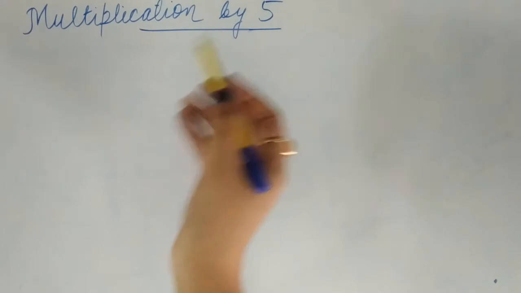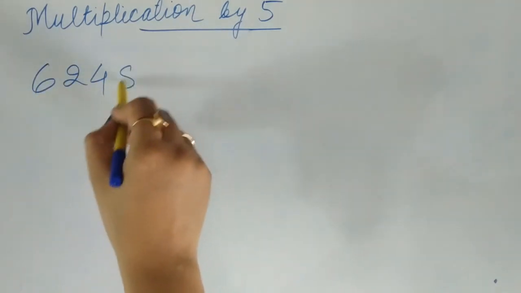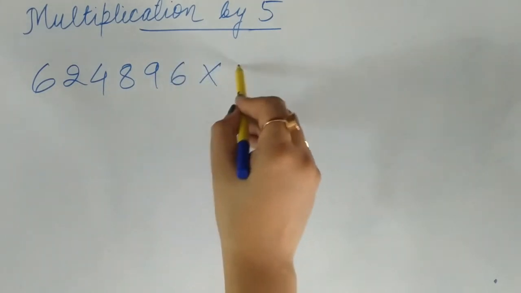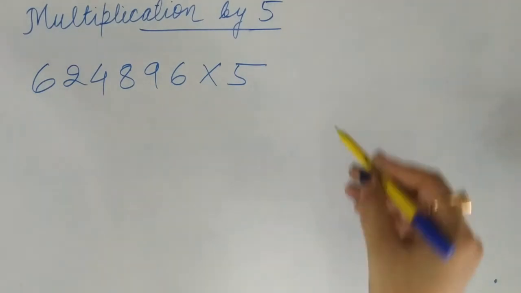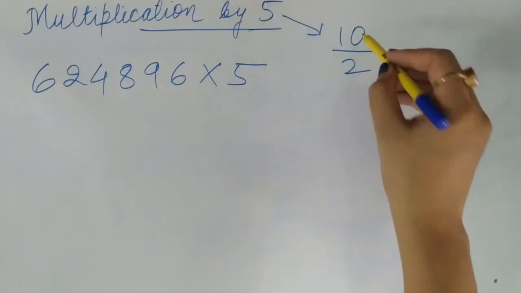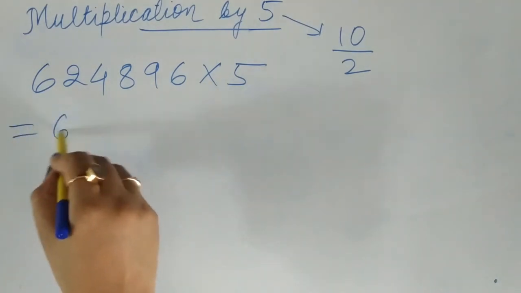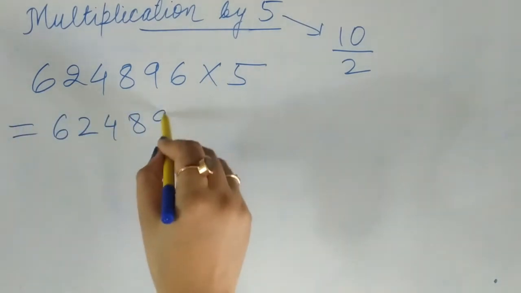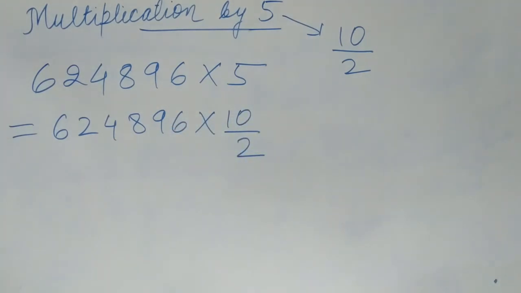Let's say we have another bigger number like 62486 multiplied by 5. I don't know how much time you will take to solve it by a traditional method, but using Vedic maths, what in general we do is we can write this 5 as 10 by 2. 10 divided by 2 is 5. So instead of writing 5 here, we'll write 62486 multiplied by 10 divided by 2.